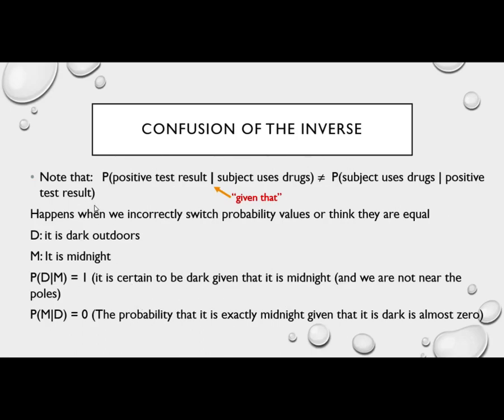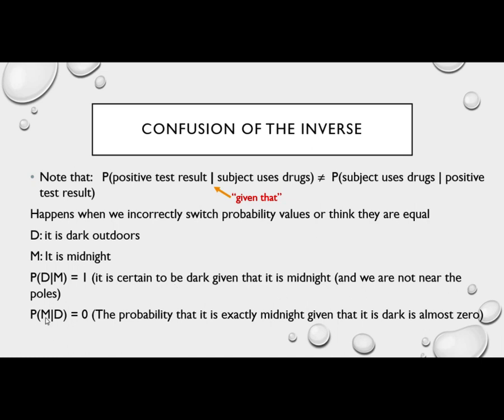Confusion of the inverse. Note that the probability of a positive test result, given that the subject uses drugs, is not the same as the probability that the subject uses drugs given the positive test result. This happens when we incorrectly switch probability values or think that they're equal. For example, D is it's dark outside, M is that it's midnight. So the probability that it's dark, given that it's midnight, is 1. It is certain to be dark, given that it is midnight, and we're not in Alaska or in Antarctica.